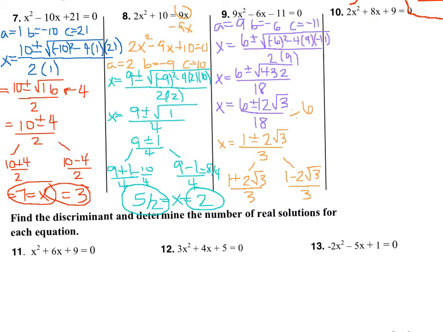Okay, number 10. So again, I have something equal to 0, so I'm just going to jump right in to my A, my B, and my C, and plug them in again. X equals opposite of B, plus or minus square root B squared minus 4AC, all over 2A. All right, calculate your discriminant.